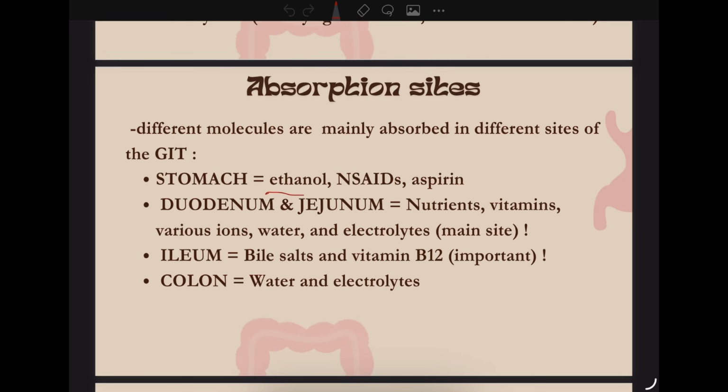Stomach takes the bad stuff, so ethanol, NSAIDs, aspirin. So it's not the major place of absorption for anything that we usually eat here. But most stuff is here in the duodenum and jejunum. Nutrients, vitamins, water, electrolytes, all of that is happening in duodenum and jejunum. Ileum is mainly for bile and vitamin B12. Remember this, please. Colon is water and electrolytes.